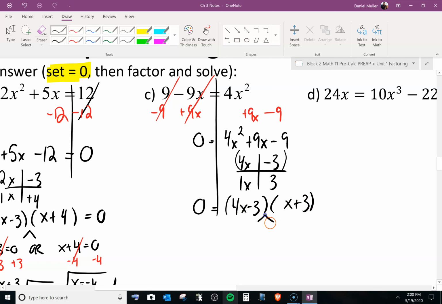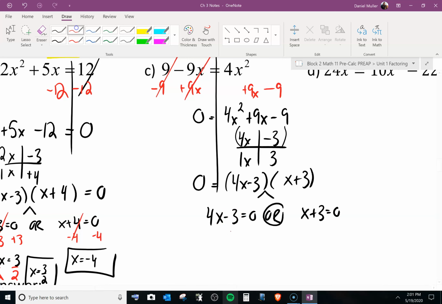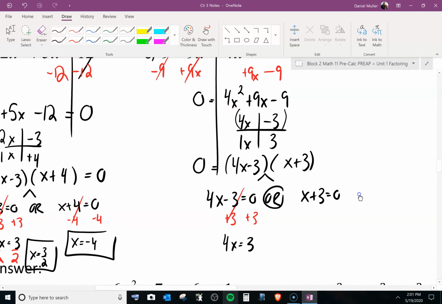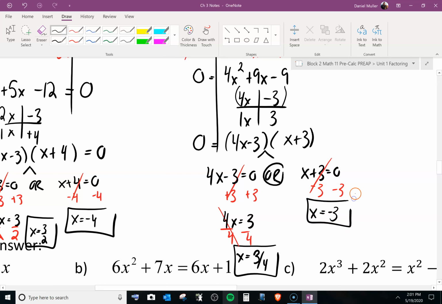And then what we need to do is split these up. So 4x minus 3, that bracket can equal 0, or the other bracket can equal 0. I'm okay with either. Now 4x minus 3, let's do that one first. I can add the 3 over to the other side. 4x equals 3, and then I can divide the 4 over. X is equal to 0.75, 3/4. And then the right one, x plus 3 equals 0. I'll just minus the 3 over to this side. X equals -3. So those are my two answers.